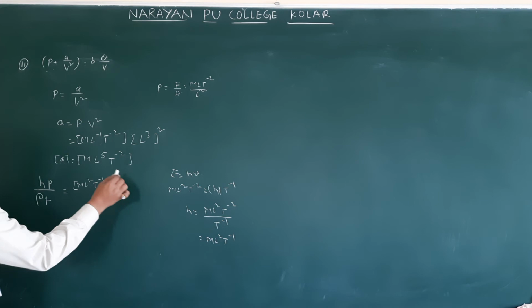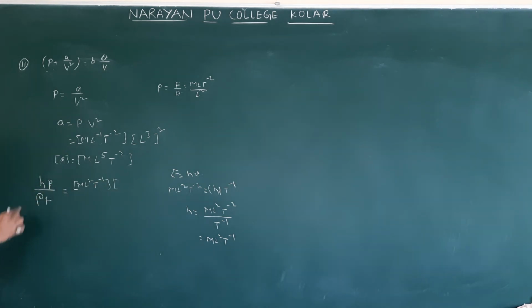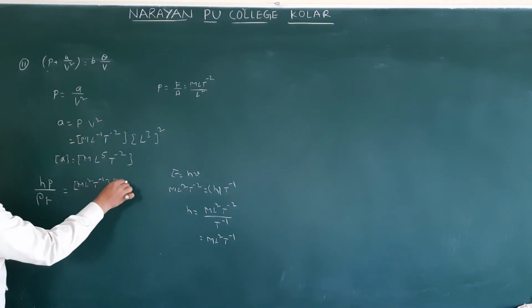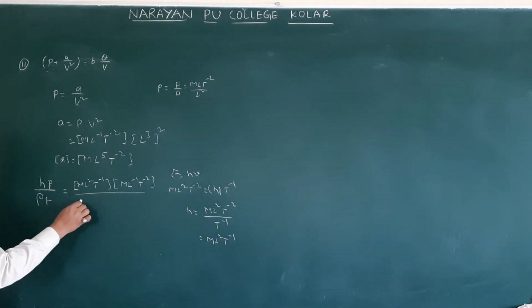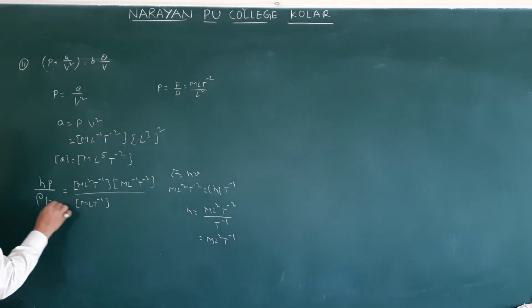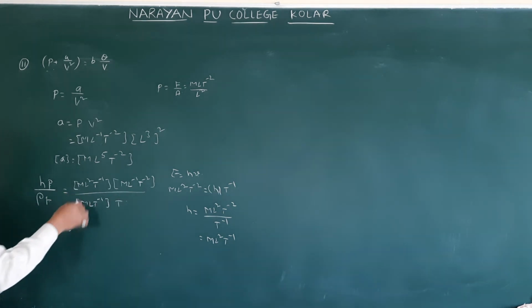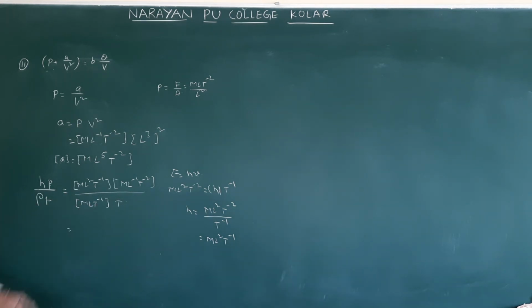P is pressure, ρ is momentum. Pressure dimension formula we wrote here: M L^-1 T^-2. Momentum is the product of mass and velocity: M L T^-1. Time means T. So you can solve this one, but you won't get the answer in the options. According to the options, they got it according to this one.